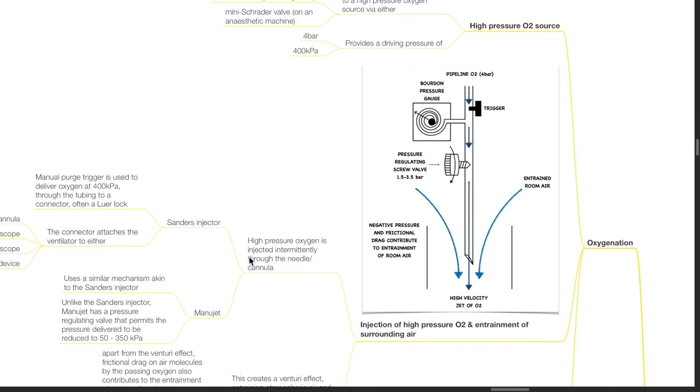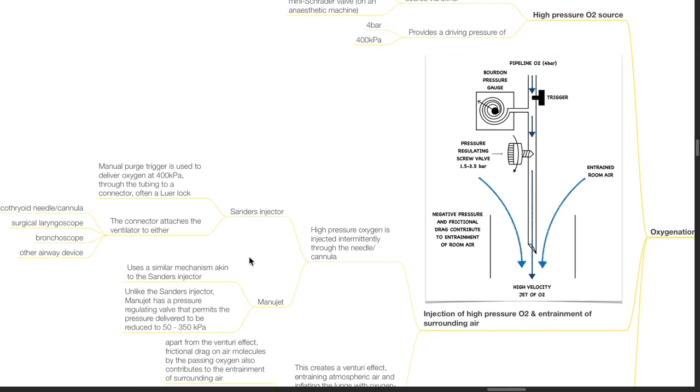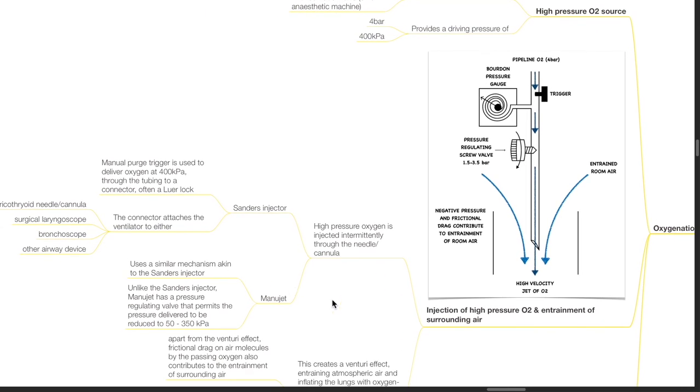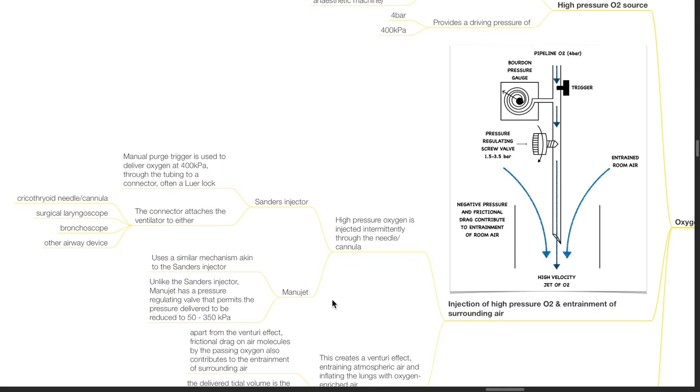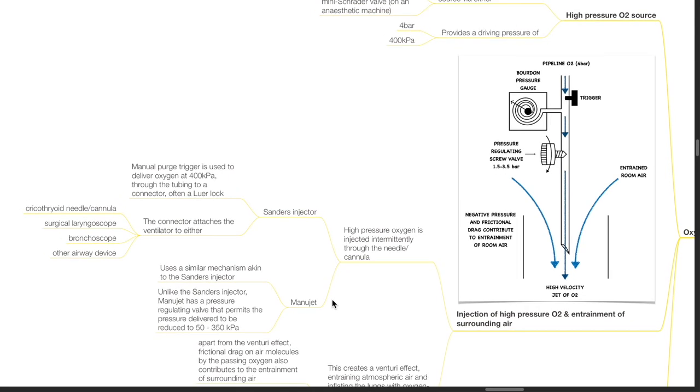Injection of high-pressure oxygen and entrainment of surrounding air occurs. High-pressure oxygen is injected intermittently through the needle or cannula. For the Sanders injector, a manual purge trigger is used to deliver oxygen at 4 bar through the tubing to a connector, often a Luer lock. The connector attaches the ventilator to either a cricothyroid needle or cannula, surgical laryngoscope, bronchoscope, or other airway device.